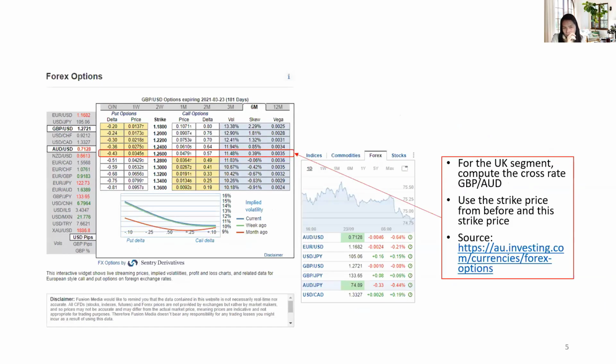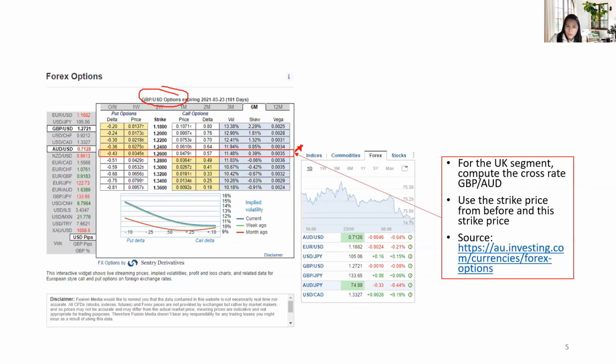For the PAL over USD options, here is the exchange rate that you can use. I give you the link here if you want. You can go here to download the option data. But as I mentioned before, you can use this data on this line as well.